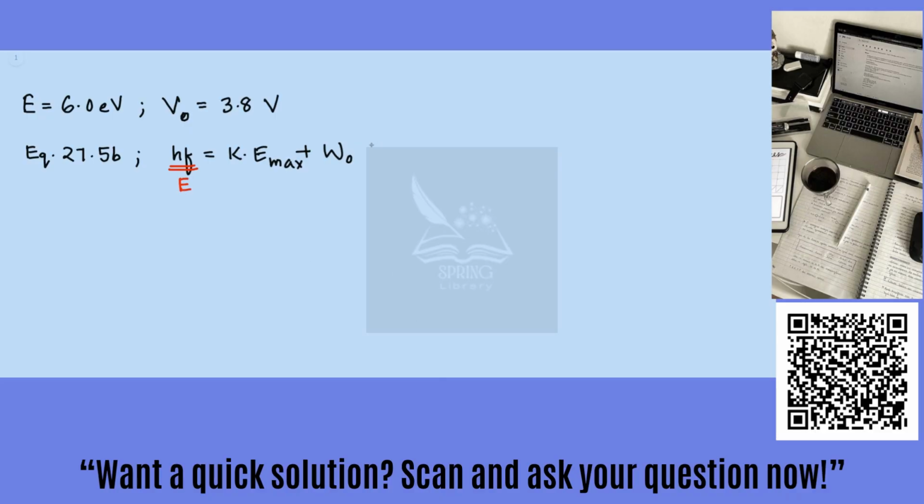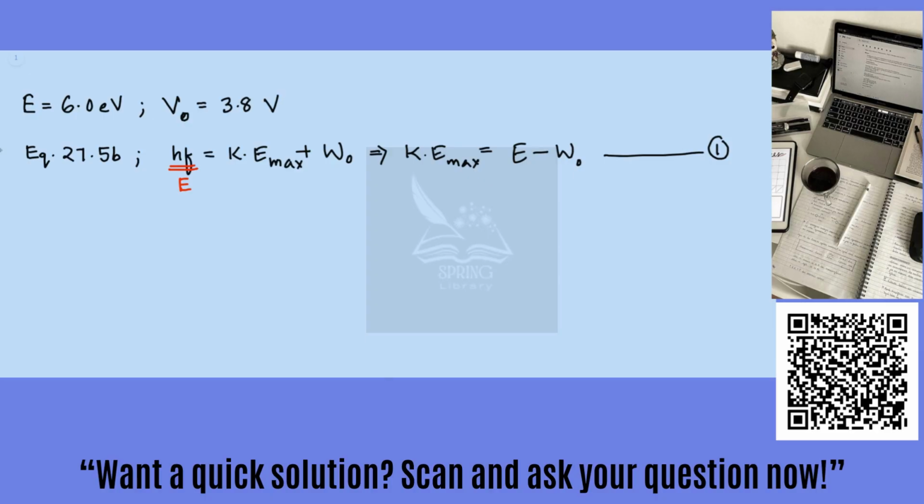So we can write this equation as K max is equal to the total energy of the photons minus the work function. Let's call this equation 1.